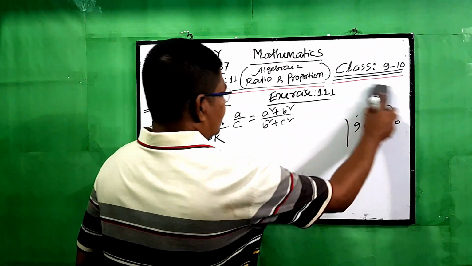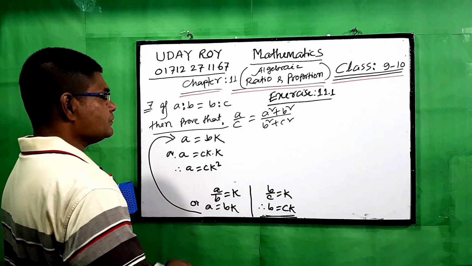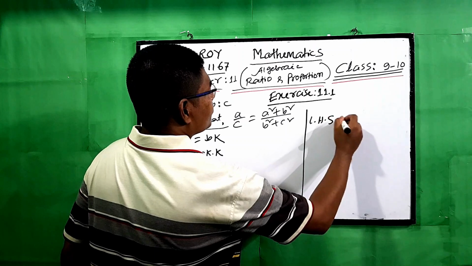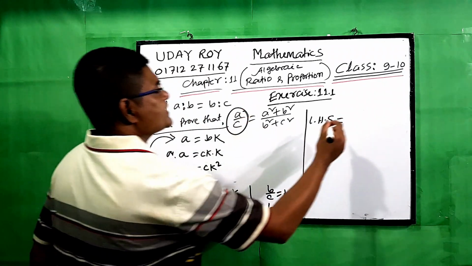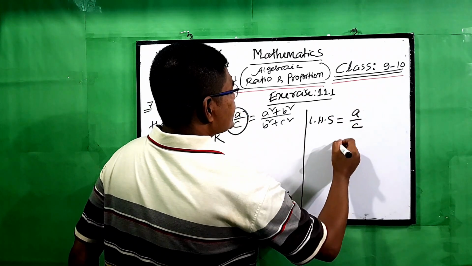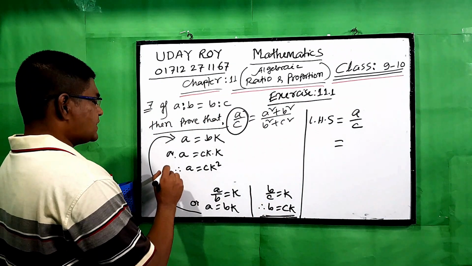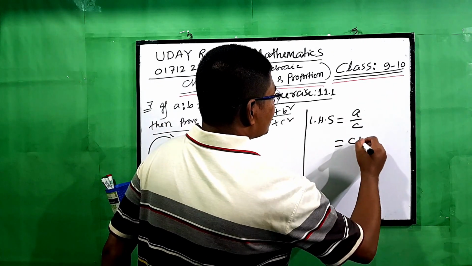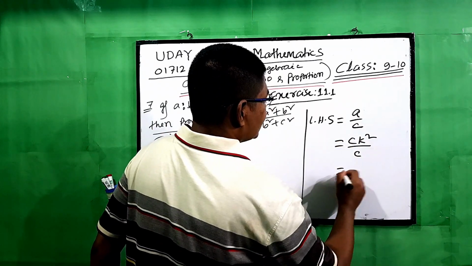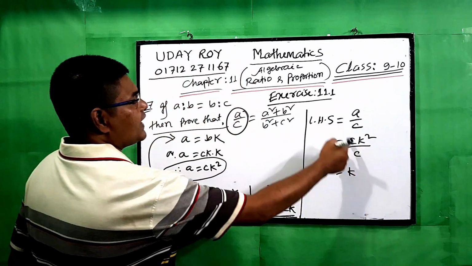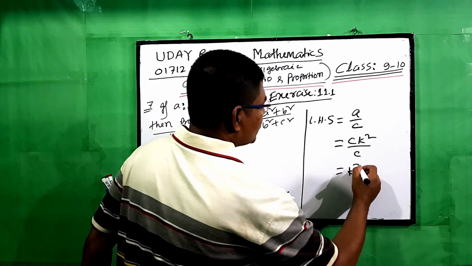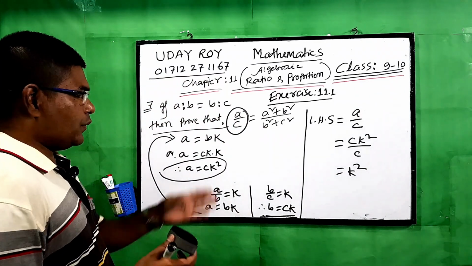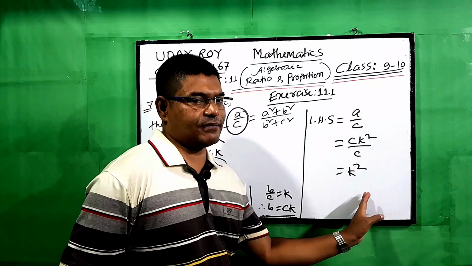Now the left hand side: here is a by c. What is the value of a? You can see the value of a equals ck square, so ck square divided by c. c and c cancel, we got only k square. So we have got the value of the left hand side.